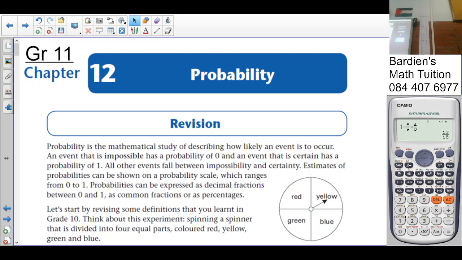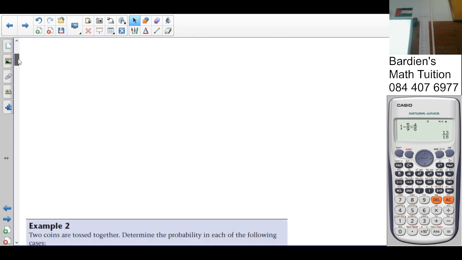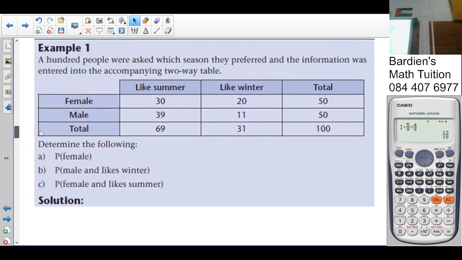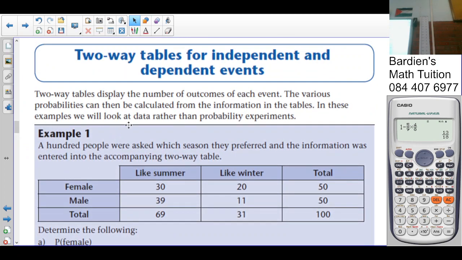Okay, good morning class. So today we're looking at probability. We are looking at the two-way contingency table. For those of you who want the full lesson, you'll find it in the description box below. We are basically told that two-way tables display the number of outcomes of each event. The various probabilities can be calculated from the information in the table. In each example we will look at the data rather than the probability experience.